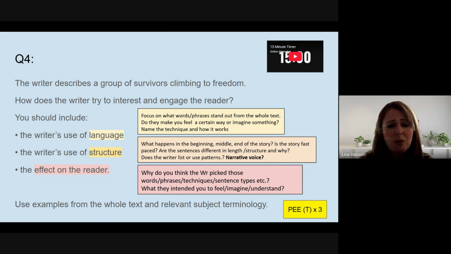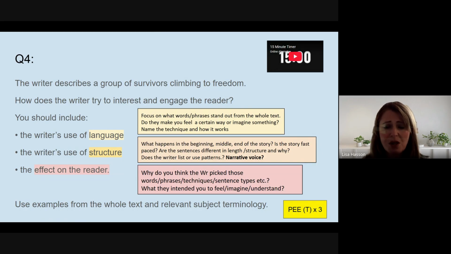Also talk about, when it talks about the effect on the reader, weaving into your language or your structure paragraphs, why you think the writers picked those particular words, phrases, techniques, sentence types, and what they intended to make you feel or imagine and understand. So you've got a few choices there about what feels comfortable to you. It depends what grade you're aiming at.